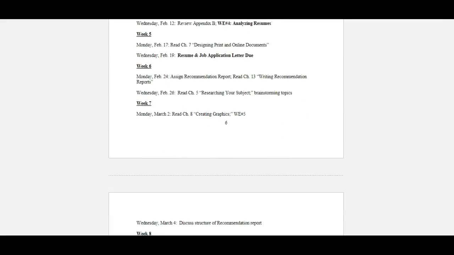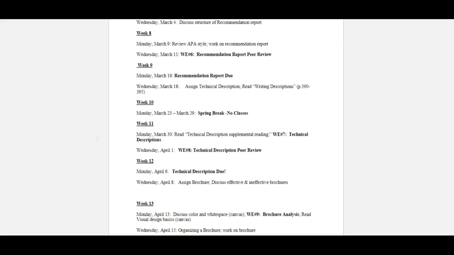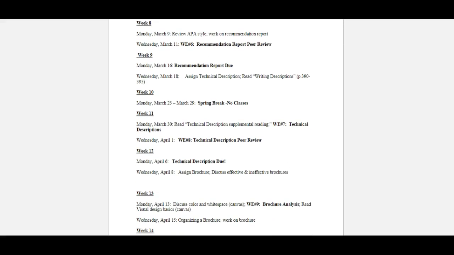The writing exercises, I also got rid of the 2 peer reviews that we had left. We did the recommendation peer review, so whenever you submit your recommendation report this week, make sure that you take a picture or scan the recommendation report peer review and submit it along with your recommendation report. If you weren't there, then obviously that's 10 points that you would miss because you didn't complete the peer review for the recommendation report.